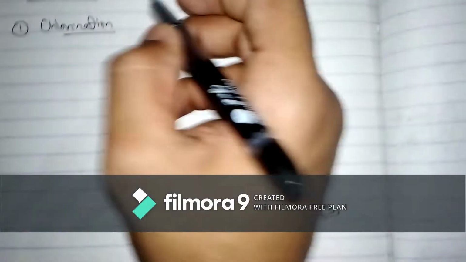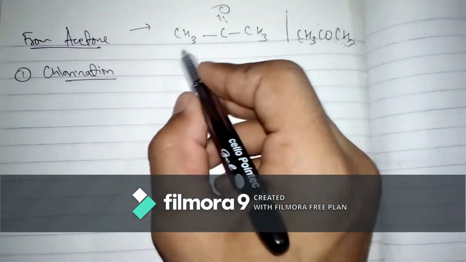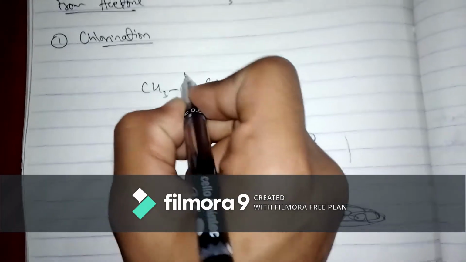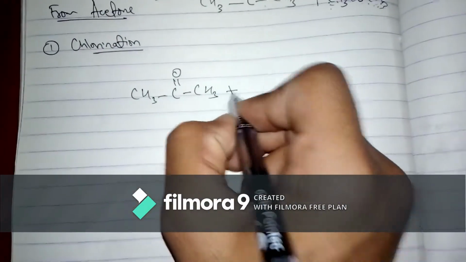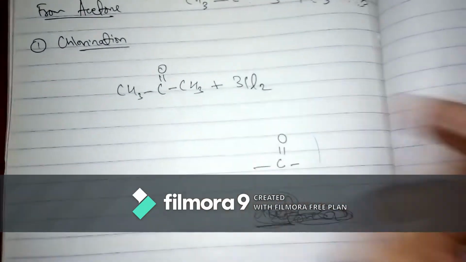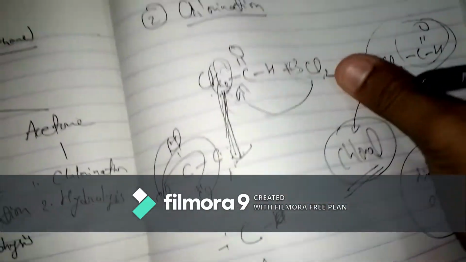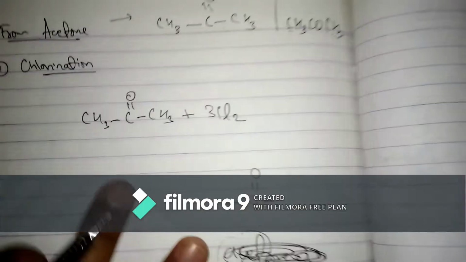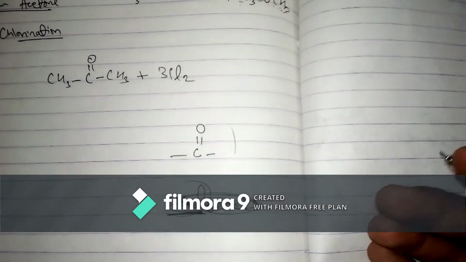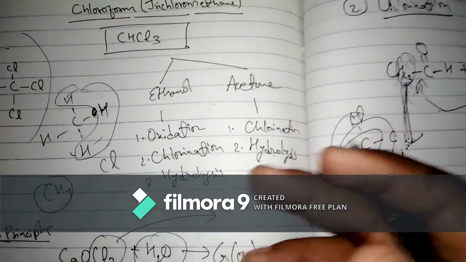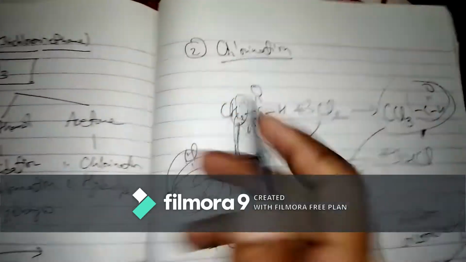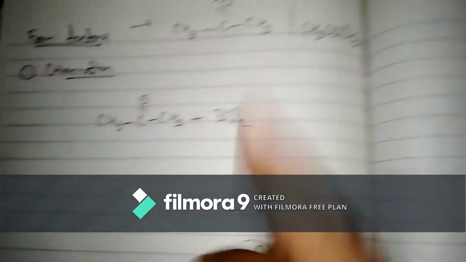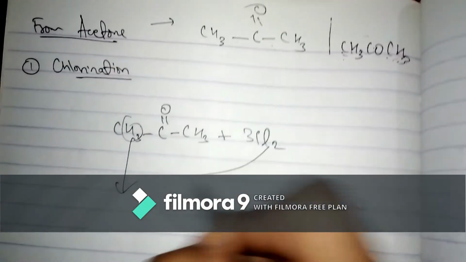So first of all chlorination occurs, so we'll draw this structure for CH3COCH3. We know in chlorination it is reacted with 3 molecules of chlorine. So again we will react with 3 molecules of chlorine. It is similar to the preparation from ethanol. We removed the hydrogen there and added the chlorine there. The same thing we are going to do here: remove the hydrogen, add the chlorine.